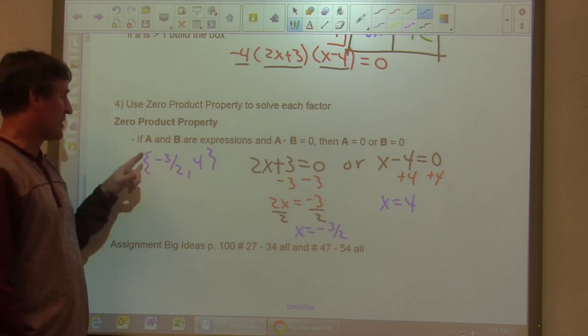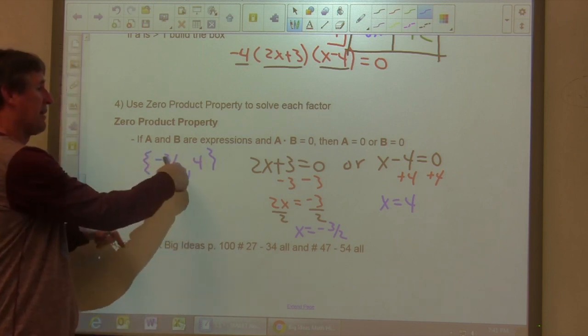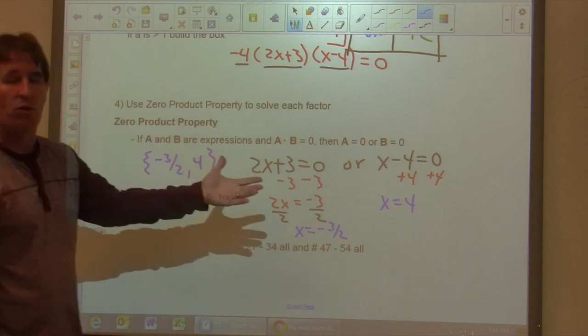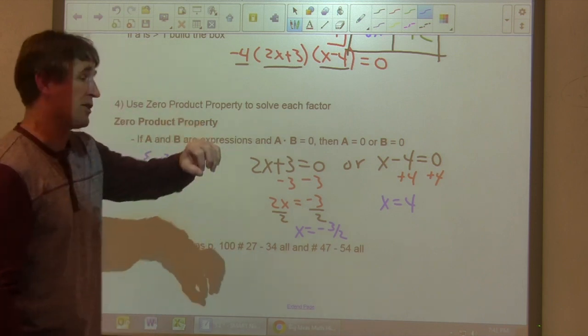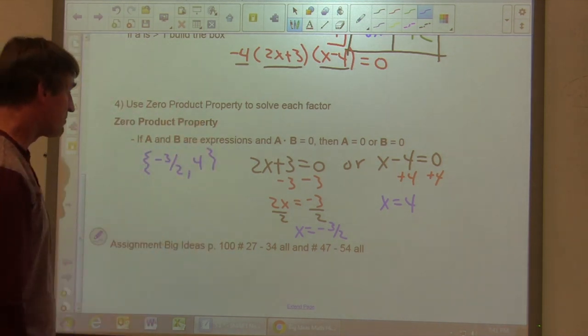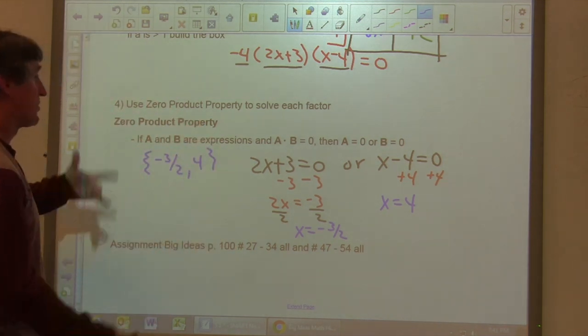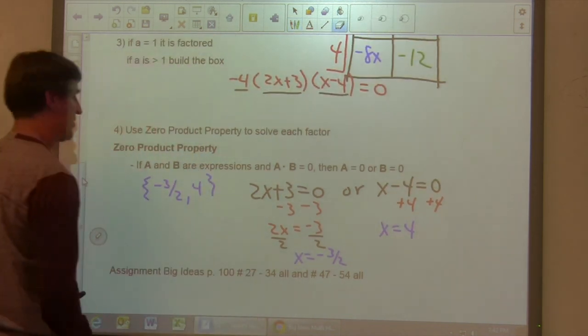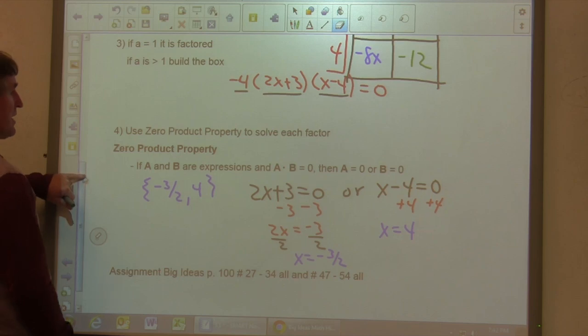Now, when you write these, this is called the set of negative 3 halves and 4. You don't want to use parentheses because then it means an ordered pair, which would be an x and a y. All right. So that's one example. So I'm going to try and cover everything you possibly could see in this as we go through this.